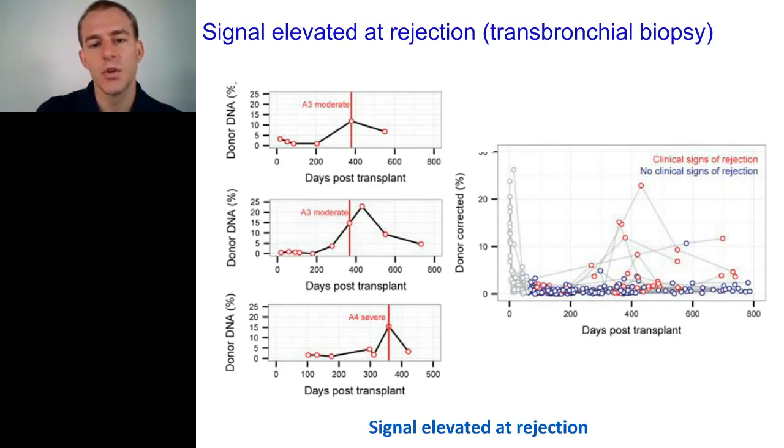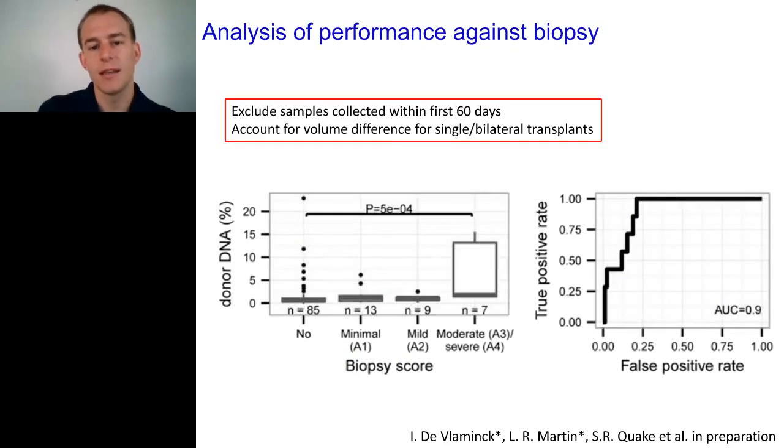And here we've excluded samples collected in the first 60 days post-transplant because we find, even for patients that do not reject, that there's an elevated level of donor DNA early on post-transplant, possibly related to decay of parts of the lung that are not connected to the blood circulation. Okay, so we exclude those samples collected in the first 2 months and then do a signal analysis. And this is what comes out of it.